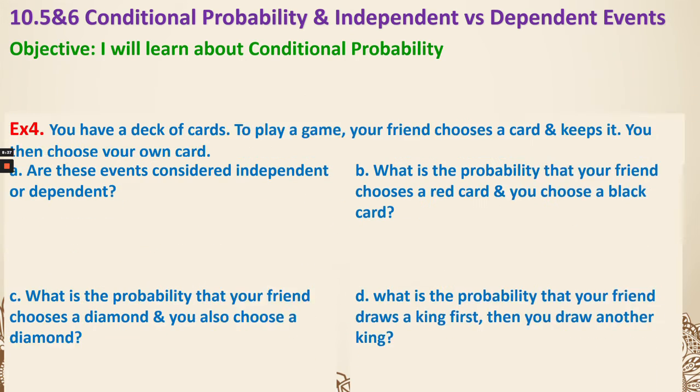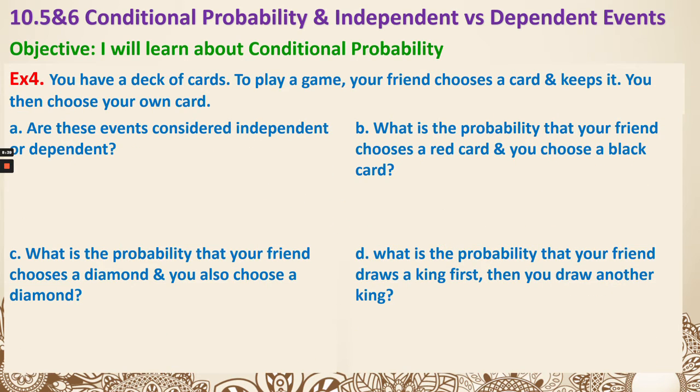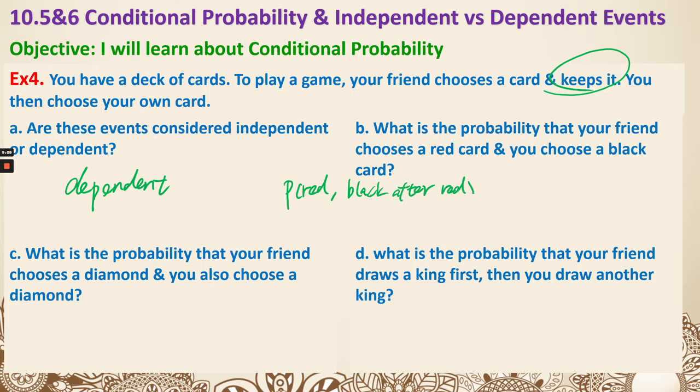Next, number 4. You have a deck of cards to play a game. Your friend chooses a card and keeps it. That means they're not putting it back, so you have one less card to choose from. In that case, the events are being affected, so it's dependent. What is the probability that your friend chooses a red card and you choose a black card? So red, and the next one is black. You can also be more precise and write it as black after red, which also means they're being affected.